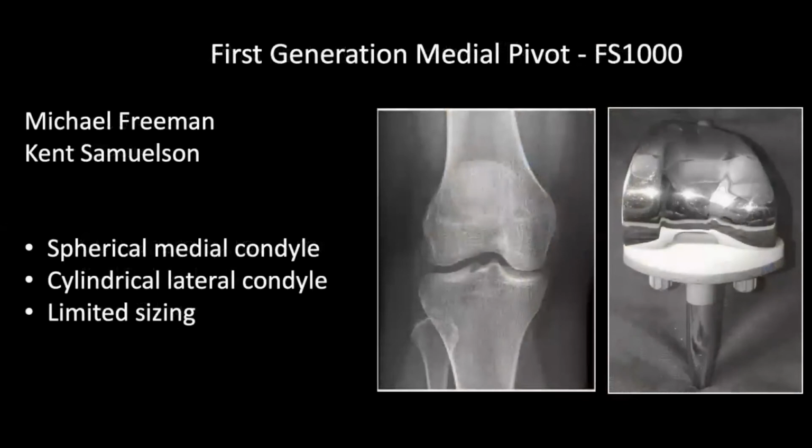So the first generation medial pivot knee was the FS1000 and was so named because it was designed by Michael Freeman and Kent Samuelson. It had a spherical medial condyle and a cylindrical lateral condyle, but was only offered in limited sizing. And the goal of this medial pivot design was to provide a ball and socket type implant for the knee that reproduces the ball-in-socket of the hip joint.